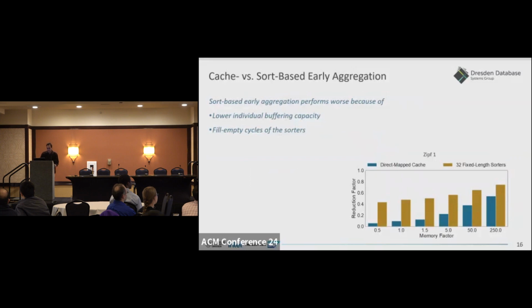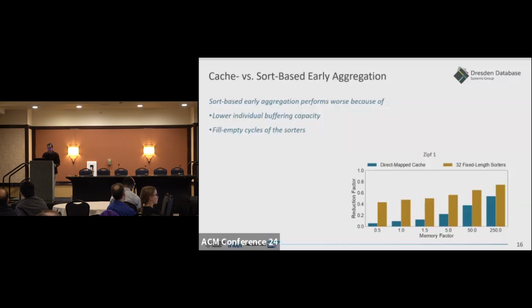Here are the results of our simulations. We used a data set with the Zipf distribution, an exponent of 1. On the y-axis, you see reduction factor. The lower, the better. The blue bars represent cache-based early aggregation, and the brown bars represent sort-based early aggregation. And what you can see here is that cache-based early aggregation seems to perform much better across all of our different memory factors. And there are two main reasons behind this.